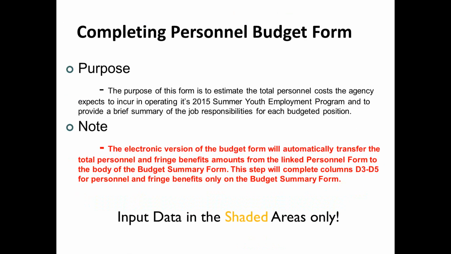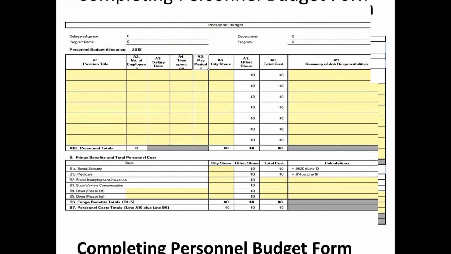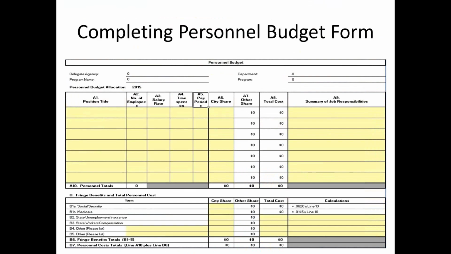So completing our personnel budget form, the purpose of this form is to estimate the total personnel costs the agency expects to incur in operating its 2015 Summer Youth Employment Program, and to provide a brief summary of the job responsibilities for each budgeted position. We just want to, again, make sure that when we are inputting data for the personnel budget form, we input data in the shaded areas only.